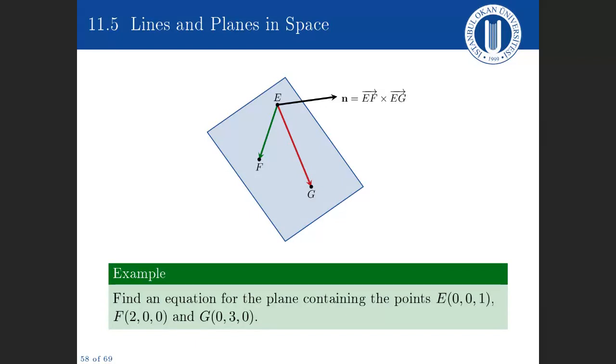Find an equation for the plane containing the points E, F, and G. We have 3 points in the plane, so we can find 2 vectors in the plane. How can we find a vector which is normal to the plane? How can we find a vector which is orthogonal to EF and orthogonal to EG? We can just take their cross product.